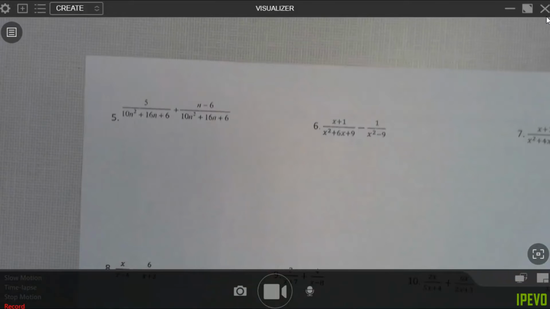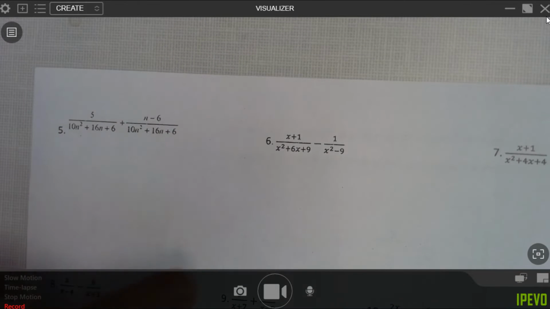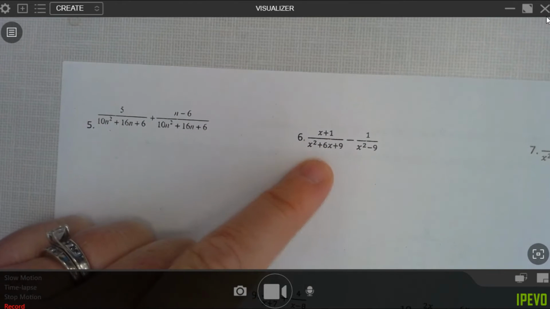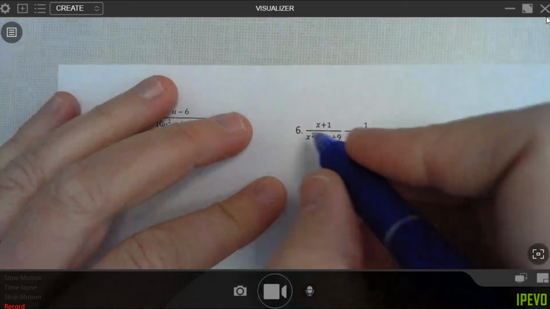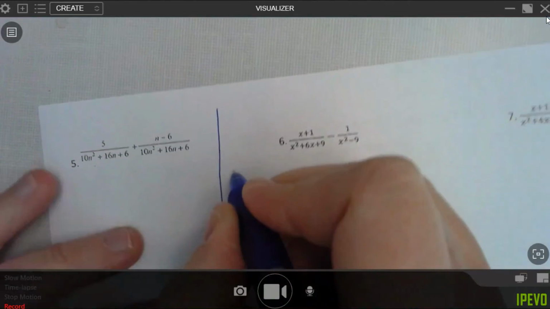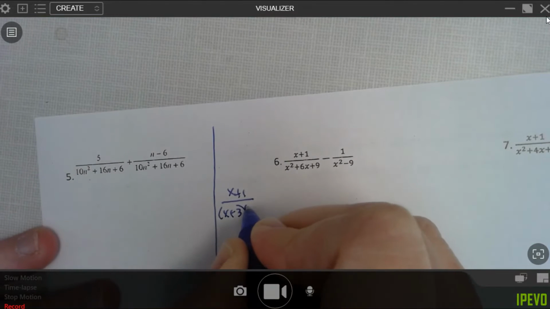All right, I will not be doing all these problems in the back, in case you're wondering. So for number 5, you're just combining like terms again. Now we're getting into different ones on number 6. So factor these first. I'm going to leave a bunch of space. You want to factor your bottoms so that we can figure out how to make them the same.